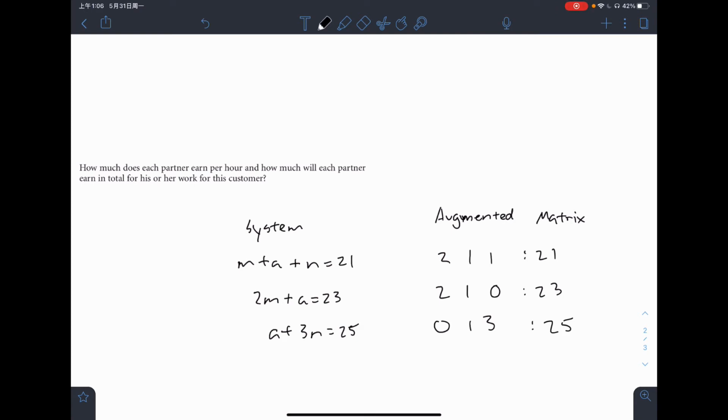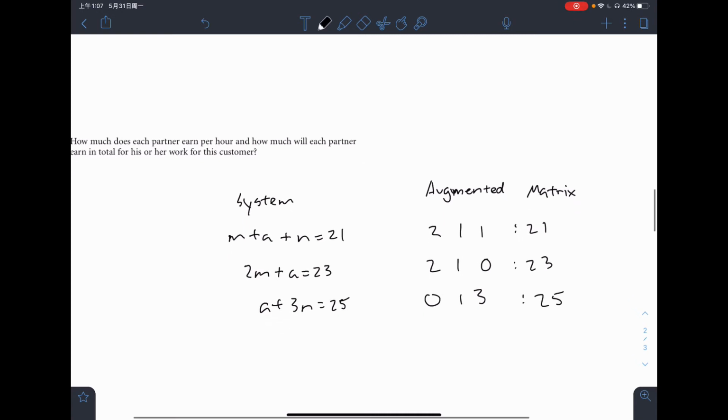Now perform row operations. Inspect column 1. The first row begins with a 1, but the 2 in the second row needs to become 0. So you would replace row 2 with the sum of row 2 and -2 times row 1, which would change the matrix to 1, 1, 1, 21, 0, -1, -2, -19, and 0, 1, 3, 25.